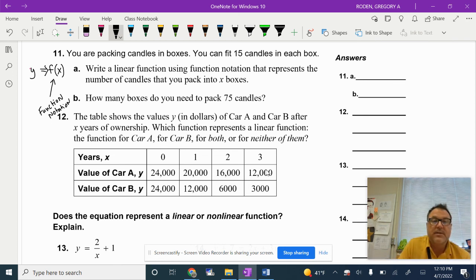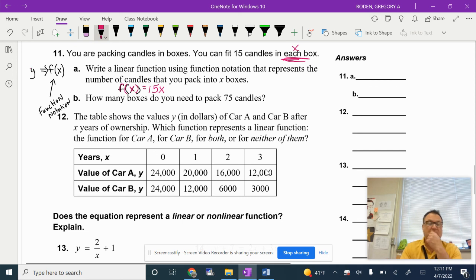Okay, so our function is going to be f of x, because instead of a y, we're going to replace it with an f of x. So f of x equals, I like to do it in red here so it contrasts. F of x, so that's my function. Remember, f of x is just equal to y. It's just another way to say y. You fit 15 candles per box. So it's going to be 15 times x, or 15x, because x is the number of boxes, and you can fit 15 candles per each box, right?